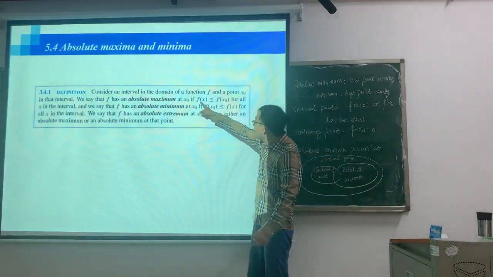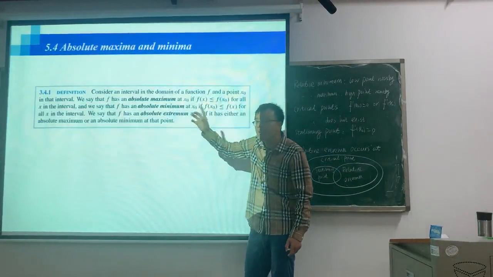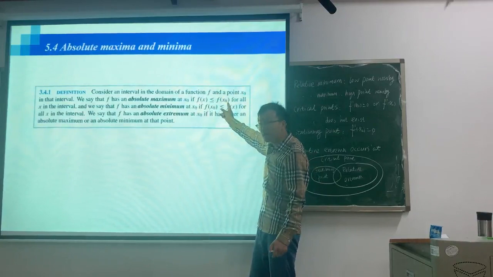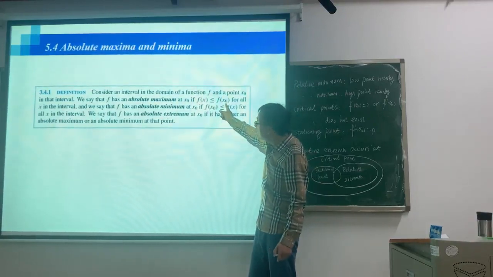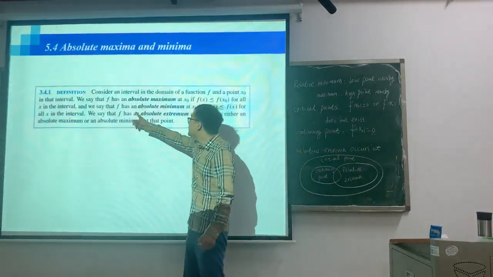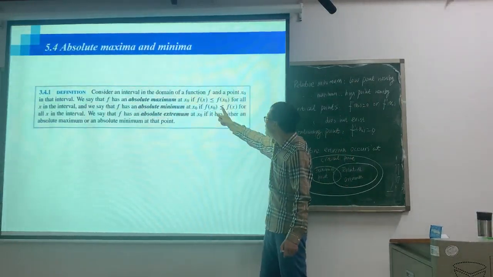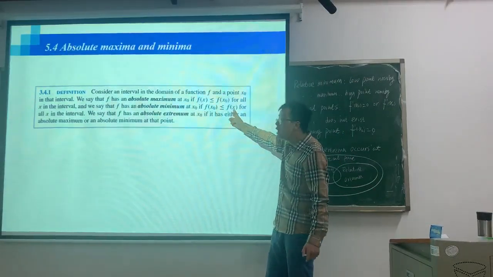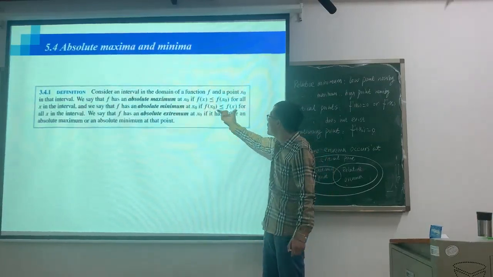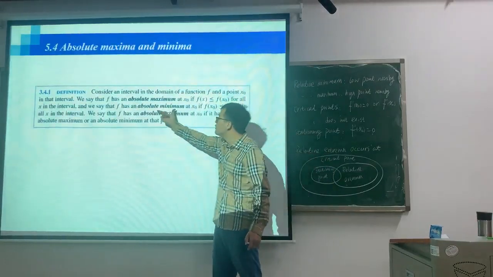Here f(x) is less than or equal to f(x0) for all x in that interval. This is the definition of absolute maximum. The second, we say that f has an absolute minimum at x0 if f(x0) is less than or equal to f(x) for all x in that interval. This is the key point of the definition of absolute minimum.